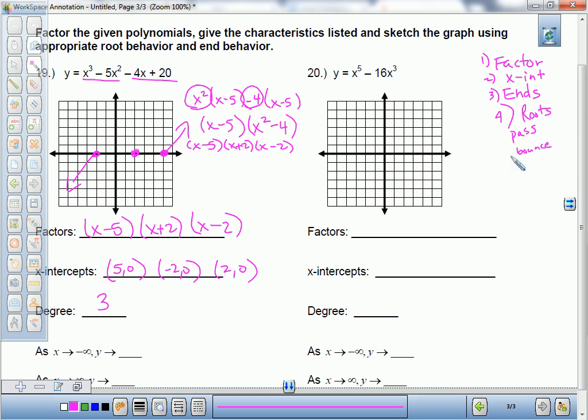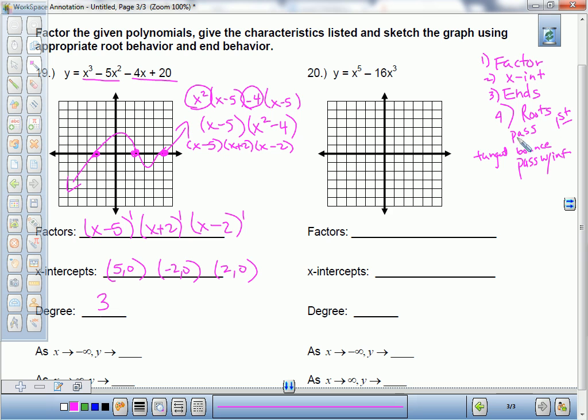Can't you factor that again? Yes, ma'am. And that's the next thing we look for. Does this factor more? And it does. It factors to x plus 2 and x minus 2. So these are my factors: x minus 5, x plus 2, x minus 2.